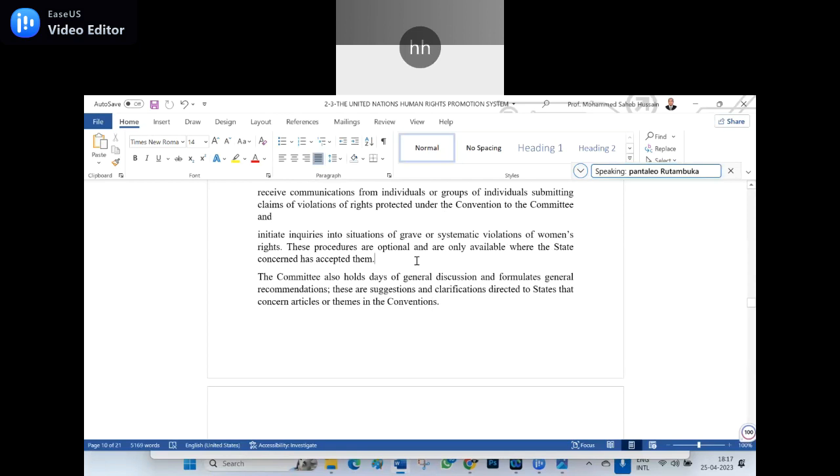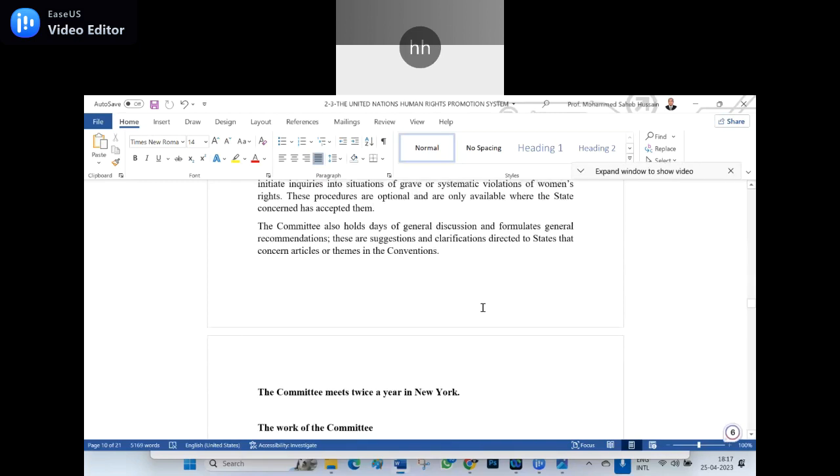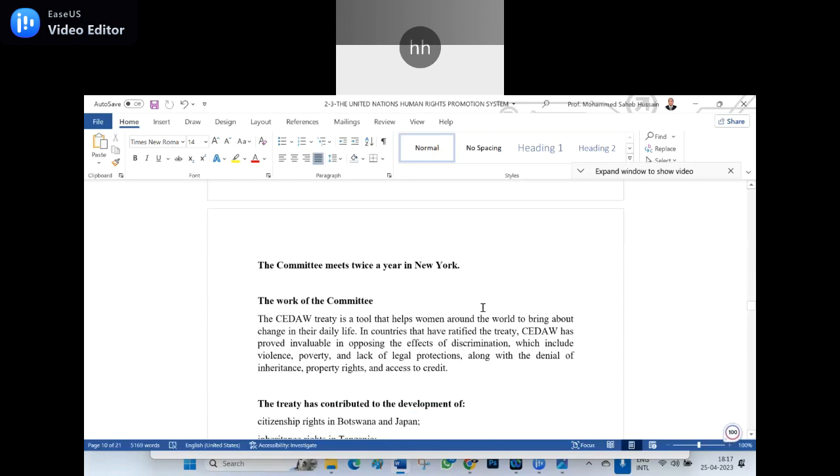So the committee also holds a day of general discussion and formulates general recommendations. These are suggestions and clarifications directed to the states concerning an article or theme in the convention, if a state party violates the norms and the convention protocol. The committee meets twice a year in New York, because this committee is based on the charter, not based on a treaty. Is it clear? If it is based on a treaty, they will meet in Geneva. If it is based on the charter, they will meet in New York, which is the headquarters of the UNO, the United Nations.